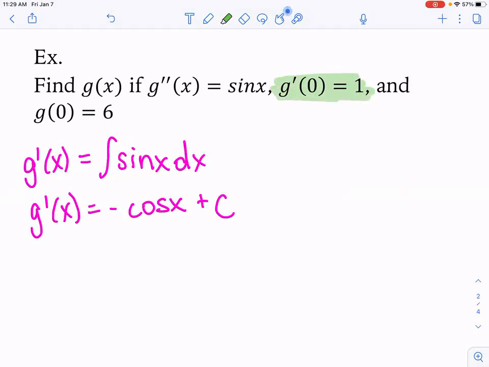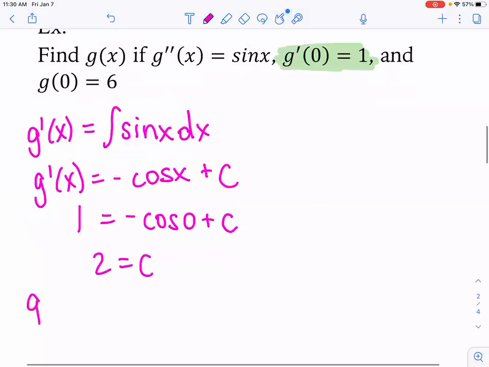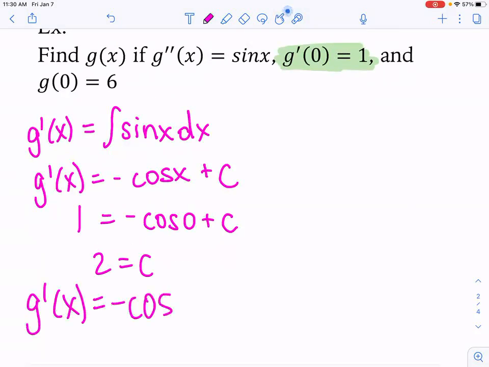So we know that g prime of 0 equals 1. So if we plug in 0 for x, we should get an output of 1. What is the cosine of 0? The cosine of 0 is 1, which means we have negative 1. Okay, so our first derivative is negative cosine of x plus 2.